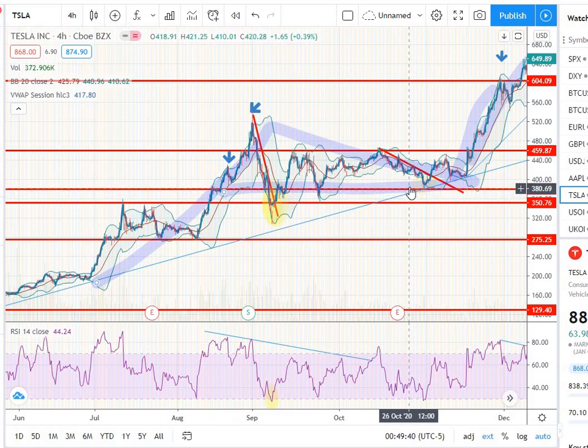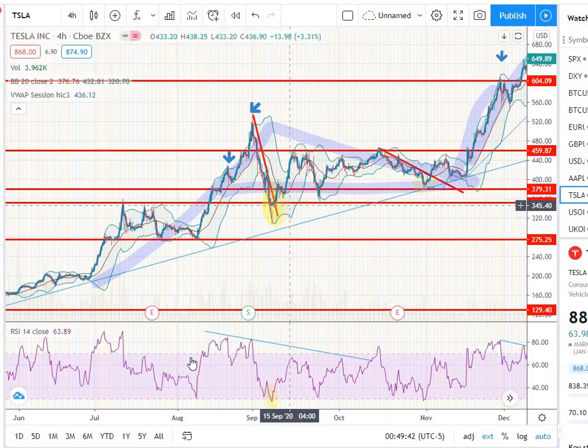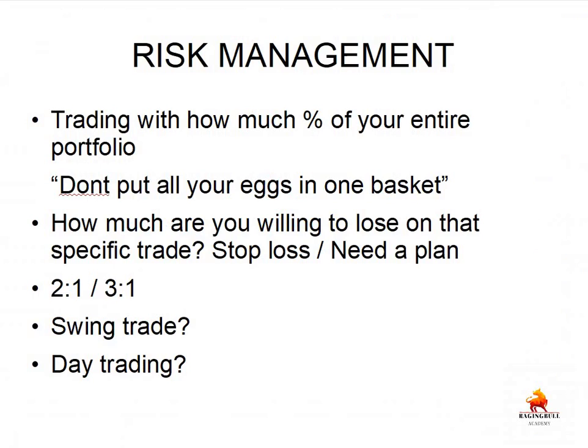Now let's move on to our risk management. Very important here. Risk management: trading with how much percentage of your entire portfolio. You don't want to put all your eggs in one basket. If you started with 10,000, you don't want to go all in on Tesla with 10,000. Tesla could have gone the other way and wiped you out. Remember my first drawing that I showed you? It was all crappy and random. That's how you were looking at charts in the beginning. That was my whole point.